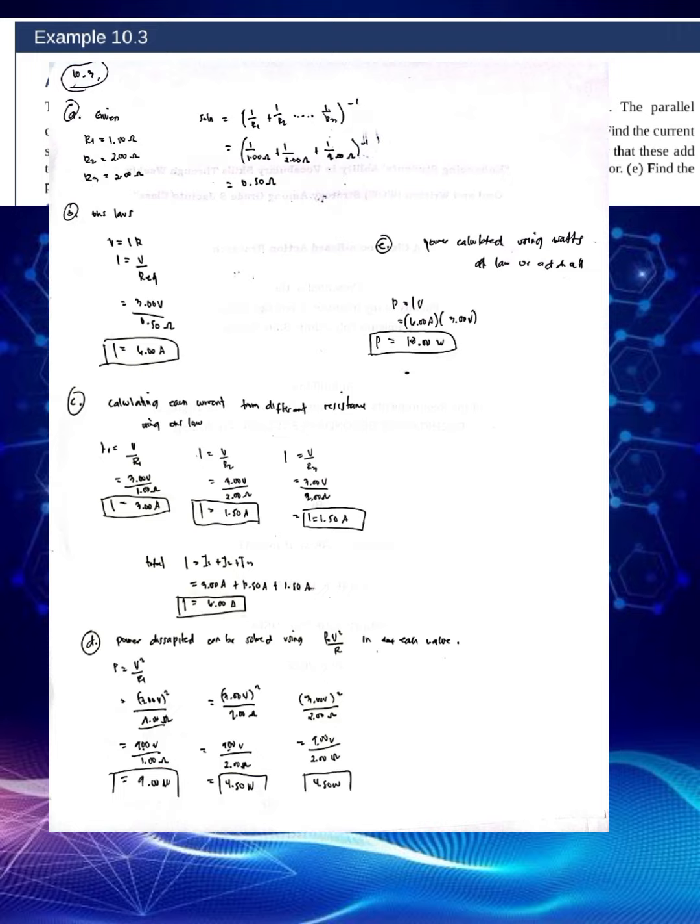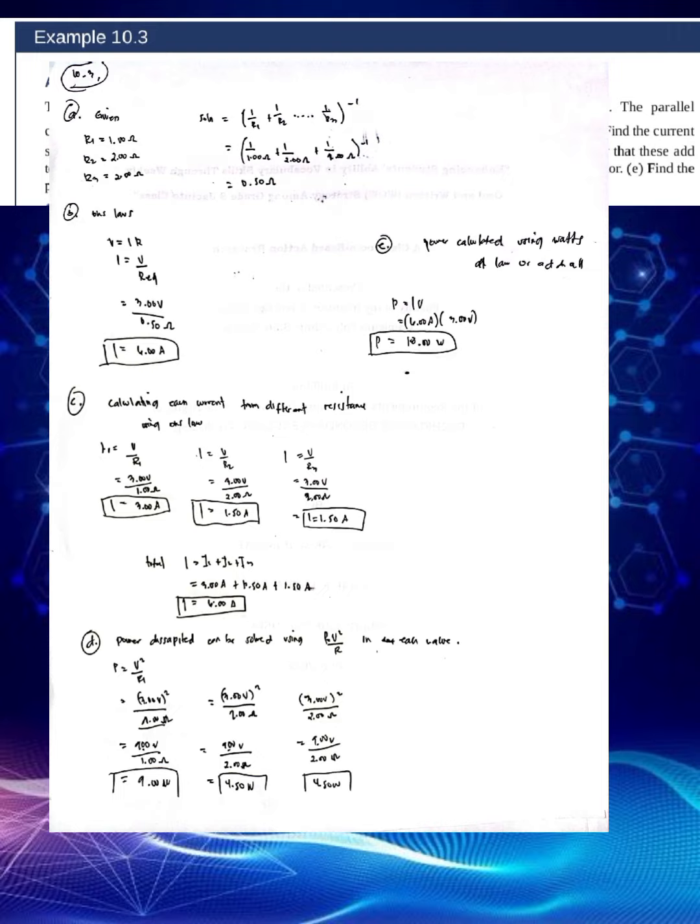And for the second resistance, so 3 volts square divide 2 ohms. So 9 volts divide 2 ohms, so we get 4.50 watts. And for the last resistance, so 3 volts square divide 2 ohms. So 9 volts divide 2 ohms, so we get 4.5 watts.